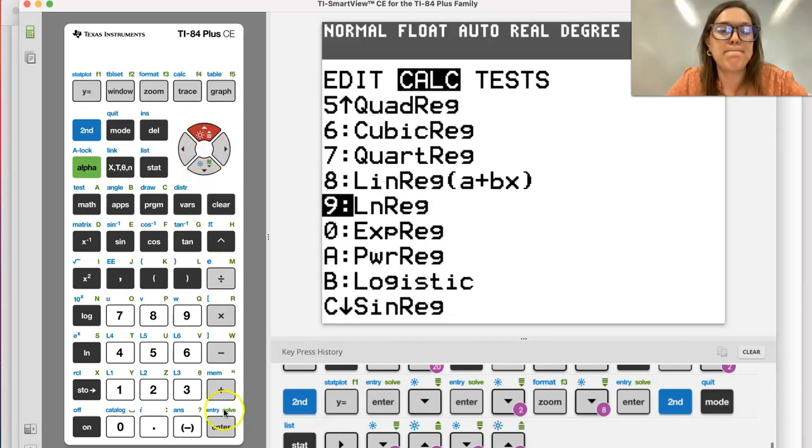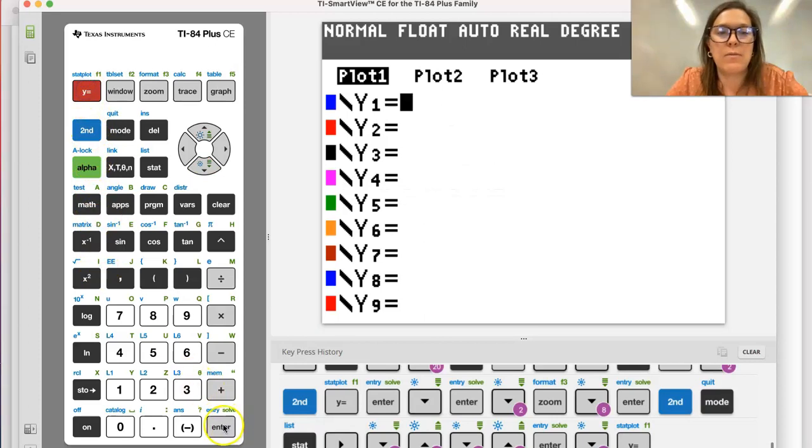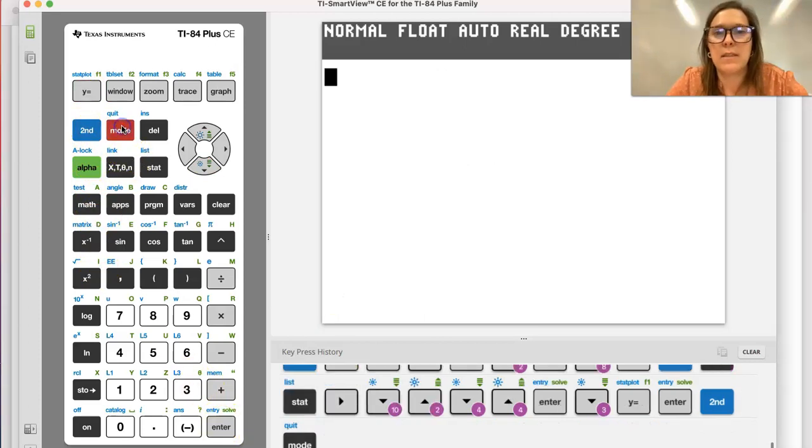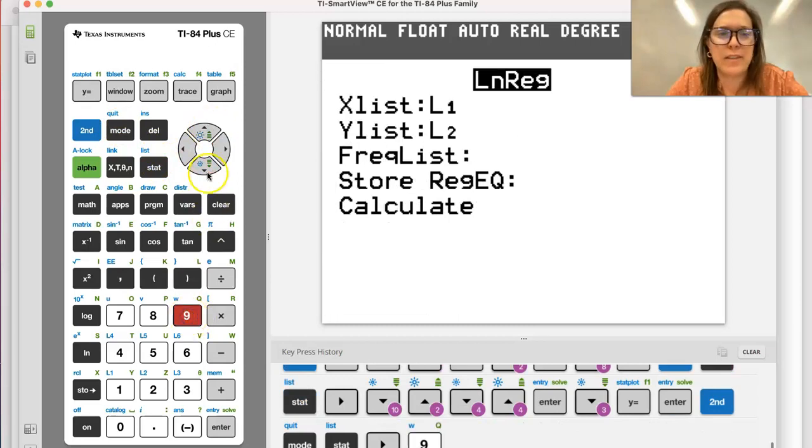So number 9. It's going to ask what lists we are using: 1 and 2. You can store your regression line, I think. Let's see, can I store it under Y1? Nope, I don't know. All right, ignore that. Let's just keep that blank. There is a way to store it. I have to remember how to do that. Maybe you guys can figure that out.